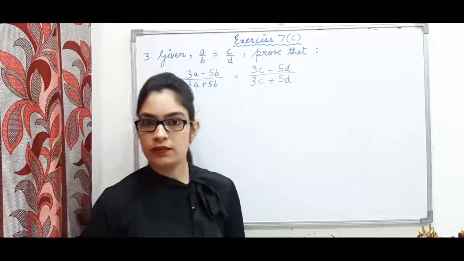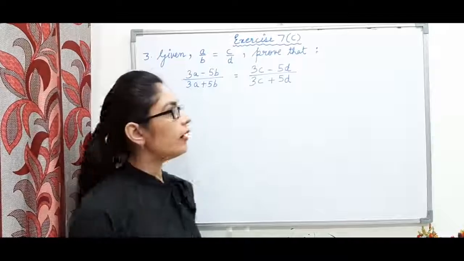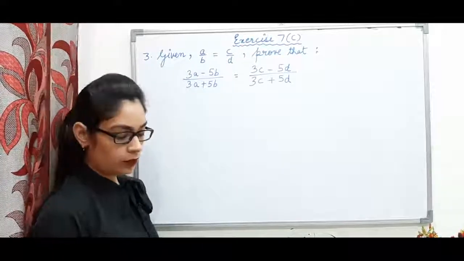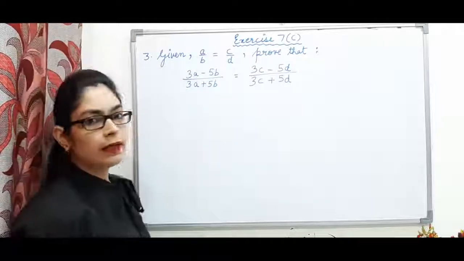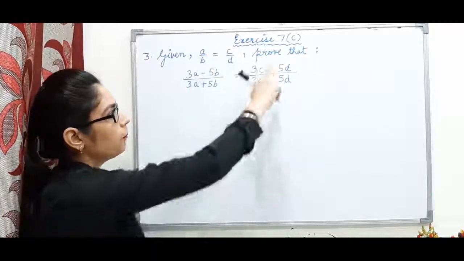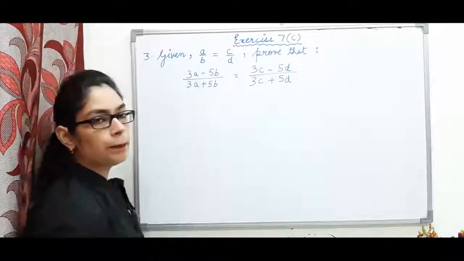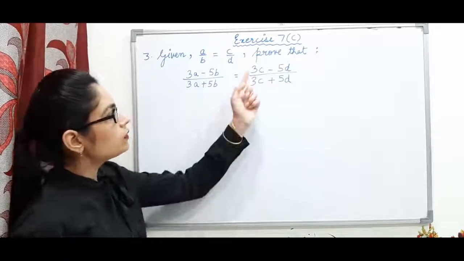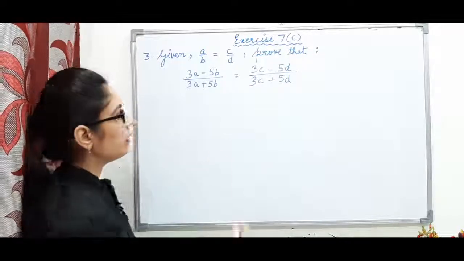Let's do question 3 of exercise 7C. First two questions we have already done, and this question is also similar to those questions. So it is given to us a/b = c/d. Prove that (3a - 5b)/(3a + 5b) = (3c - 5d)/(3c + 5d).